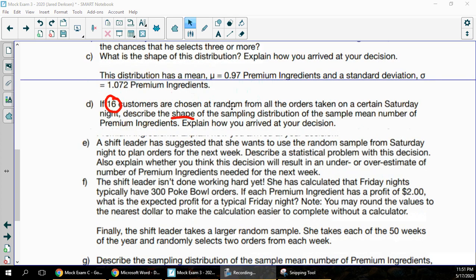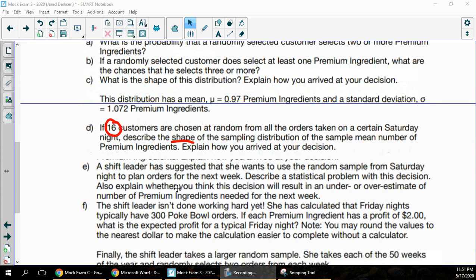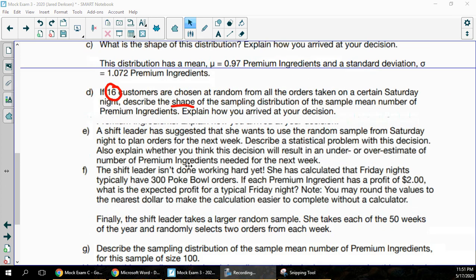Well, we know that the average number of premium ingredients per order is 0.97. So if she took 300 orders with an average of 0.97 per order, multiply those, and then multiply that by $2. It says you can round the values to make it easier to do without a calculator. That's something we may see on this year's test. So just make that 1. That's an average of 3, or an expected number of 300 premium ingredients. That's about $600. Be sure you put it in context, $600.